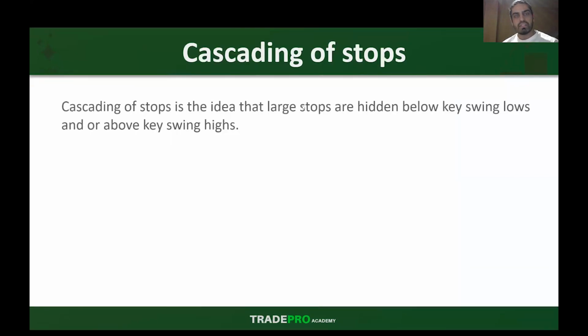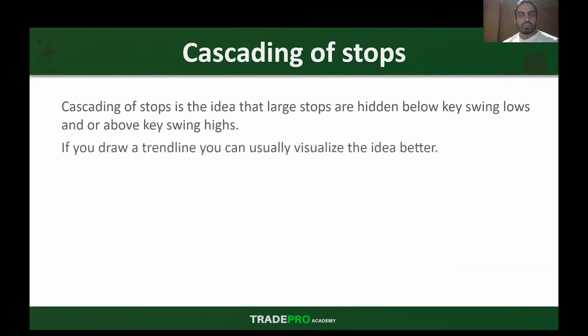Cascading of stops is the idea that large stops are hidden below key swing lows and above key swing highs. So if you can draw a trend line, you can better visualize these. Trend lines for me, they're not a trading tool, they're a visualization tool, and just in case you might be confused.